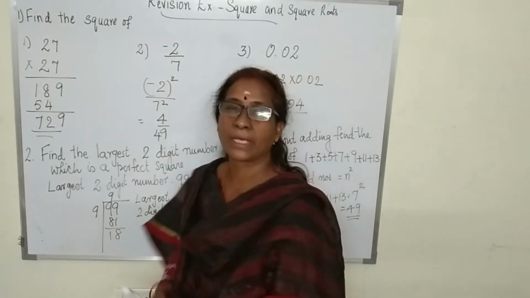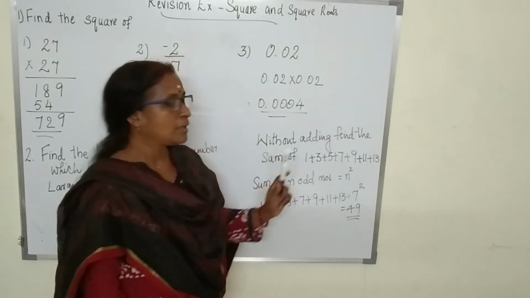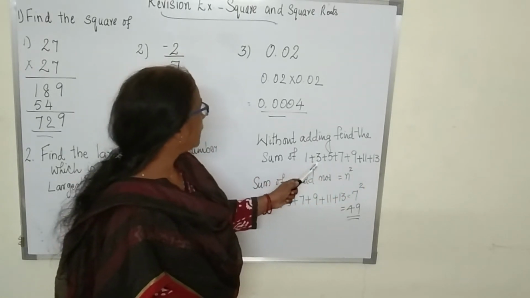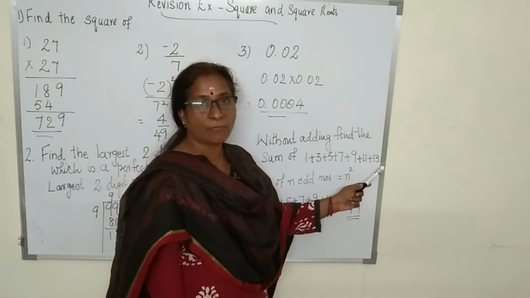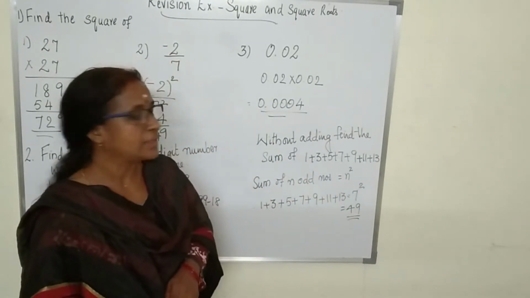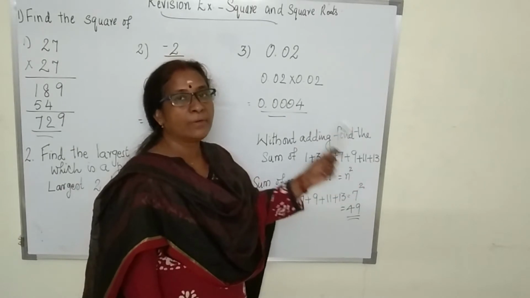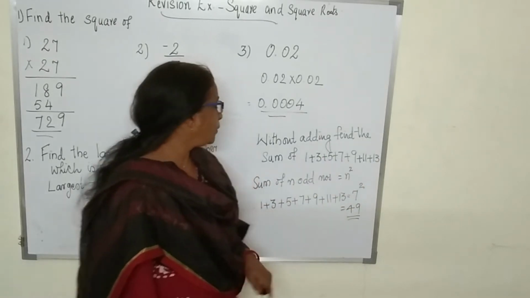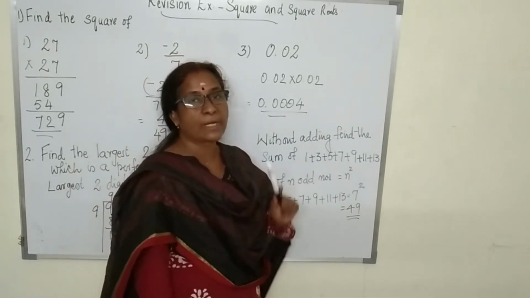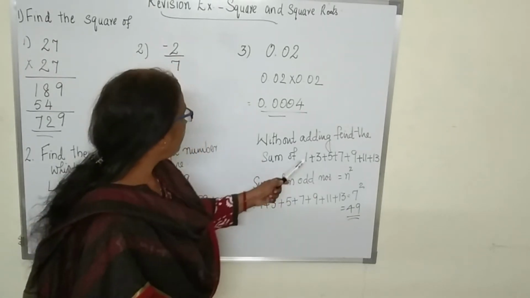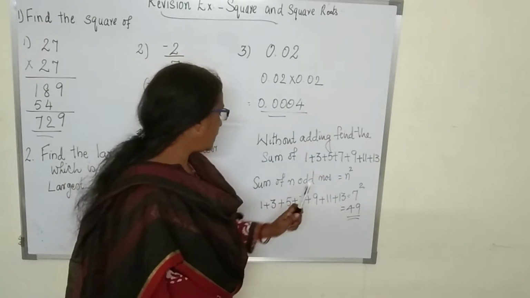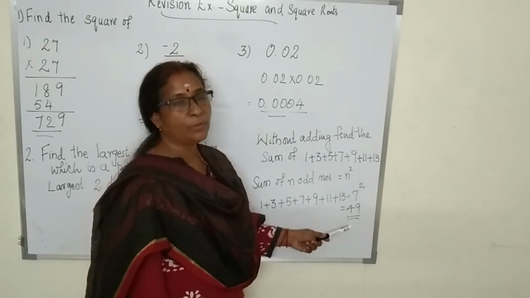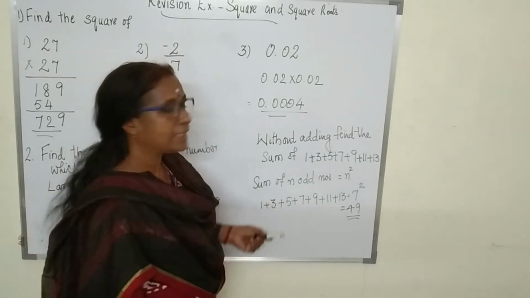Now another concept: without adding, find the sum of these numbers. Look at these numbers 1, 3, 5, 7, 9, 11, 13. What type of numbers are they? Yes, they are odd numbers. The sum of n odd numbers is equal to n square. This is one concept related to square and square root. So here we have how many numbers? 7 numbers. So the sum will be equal to n square, that is 7 square, which is equal to 49. If you want to check, you can add and check it.